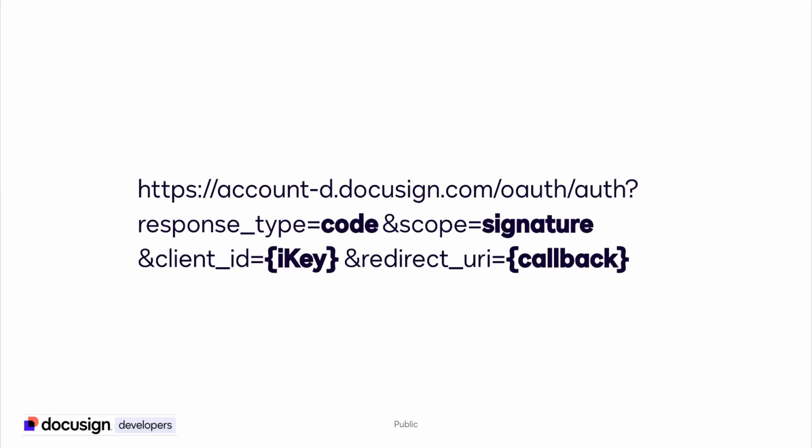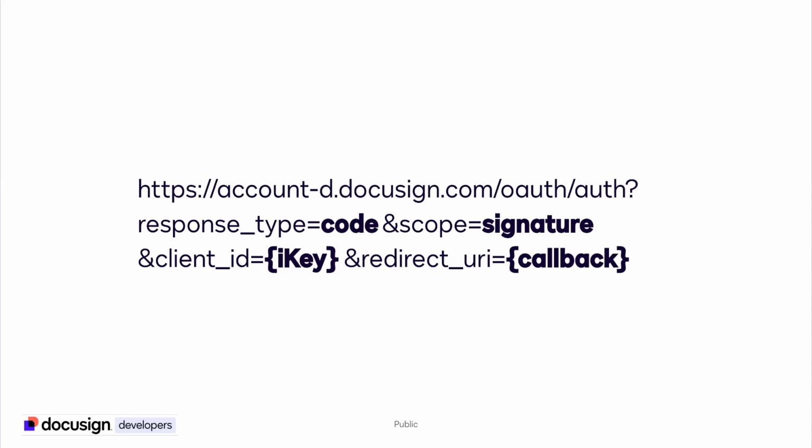To request the authorization code, you need to construct a URL like this. The scope parameter defines what permissions the user will be granting to your app. In this case, the signature permission grants your app the permission to create and send envelopes and do most things that the eSignature REST API is capable of.